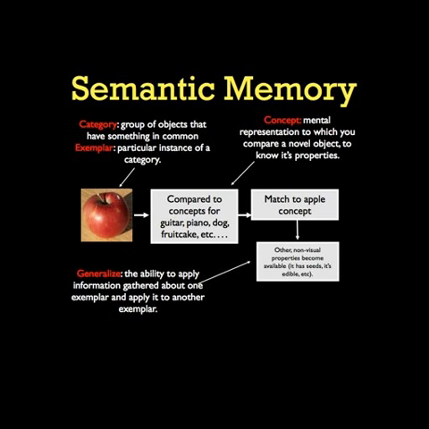A category is a group of objects that have something in common, and then an exemplar is a particular instance of a category. You can be more broad than marker. This could be the category writing implements, and markers can be an exemplar of writing implements. A concept, on the other hand, is a mental representation with which you compare a novel object to know its properties. So a concept is sort of how we store these things in our head. So you've got a concept of either markers or writing implements.